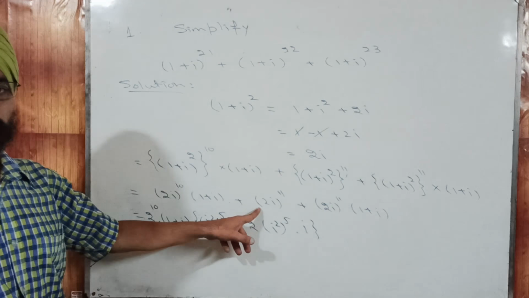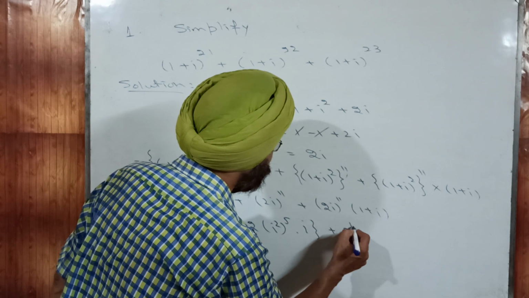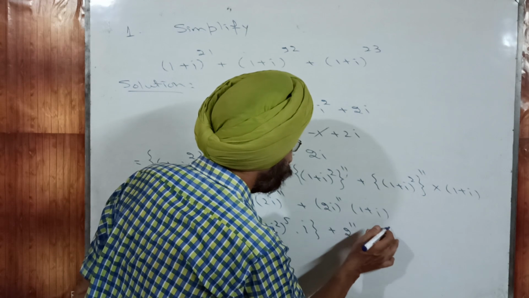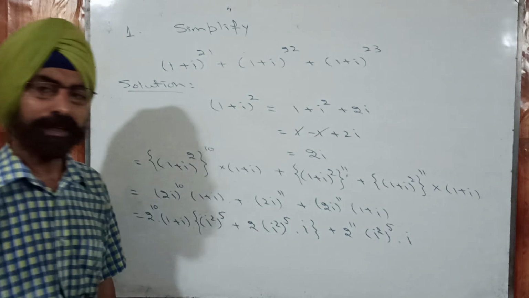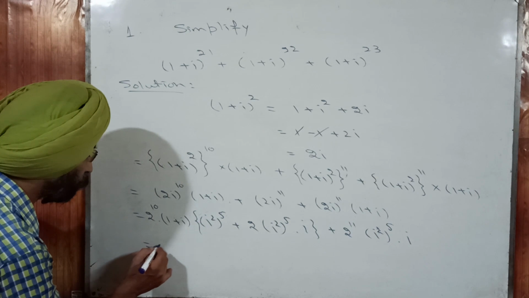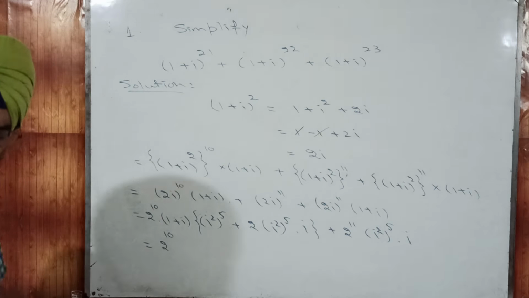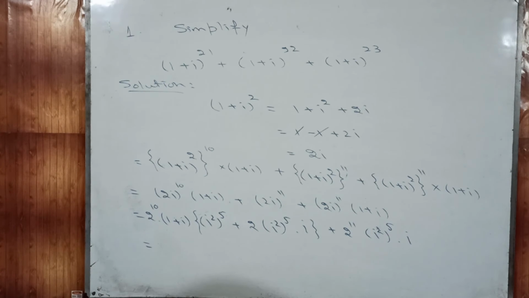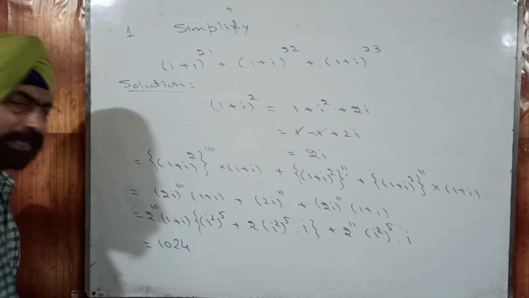And the middle term, don't forget this term, this is 2 raised to the power 11 and iota power 11 once again is (iota power 2) raised to the power 5 multiplied by iota. So what is left now? 2 raised to the power 10. If I write the value of 2 raised to the power 10, I think it is 1024, if I am right.